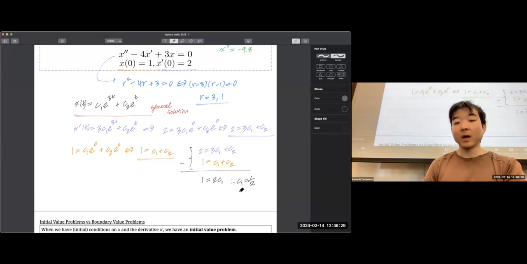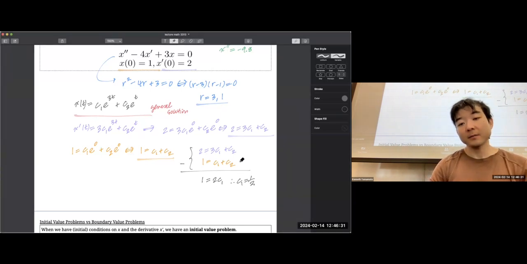And if C1 is equal to half, you could use either of these equations. The idea is you do elimination, get one of them, and then use that to solve for the other. But the orange one looks easier than this one because it's just a sum. So you can see immediately that if C1 is a half and you need them to add up to 1, then C2 must also be a half.